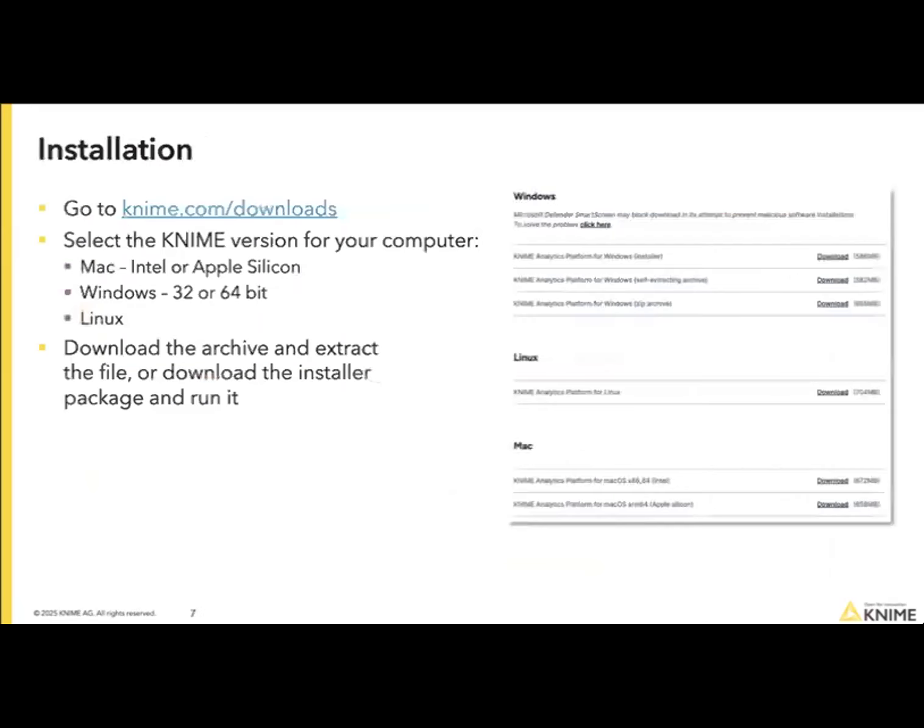To install the platform, go to knime.com/downloads, and you can select the KNIME version for your computer. One of the cool things about this platform is that it runs in all the main operating systems, so Mac, Windows, and Linux. You just have to download it, extract the file, and then install it. Okay, so now let me quickly jump and share my screen again because I want to show you the platform.